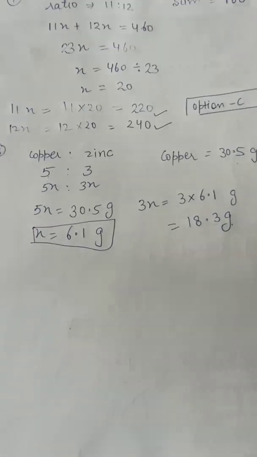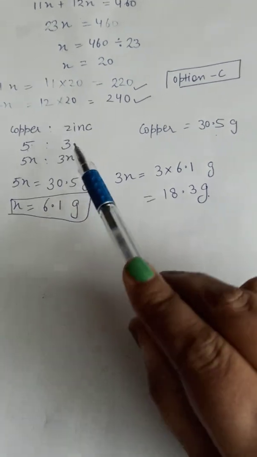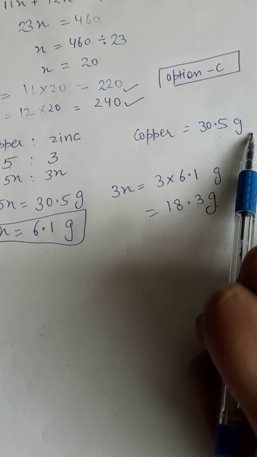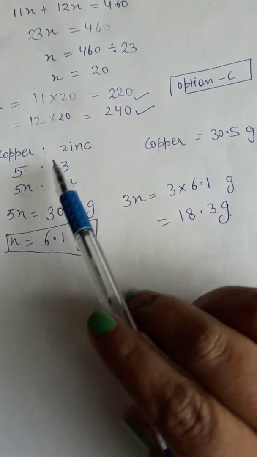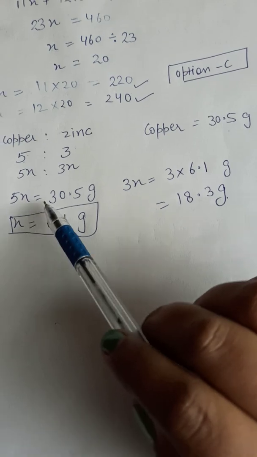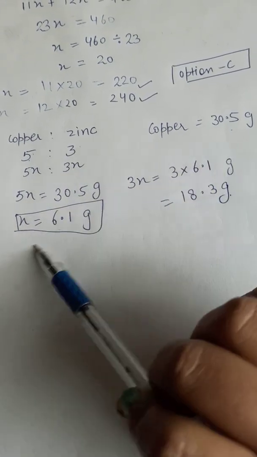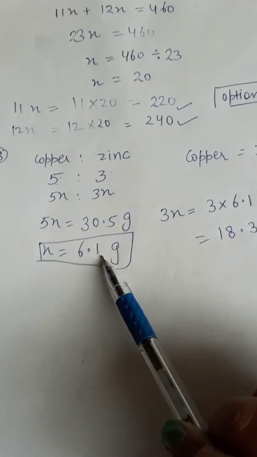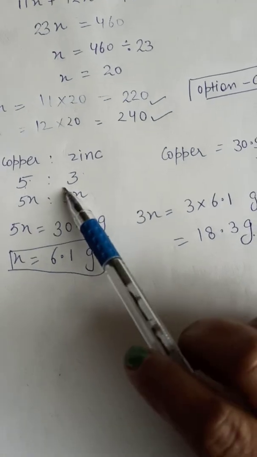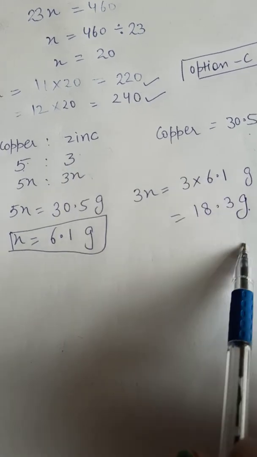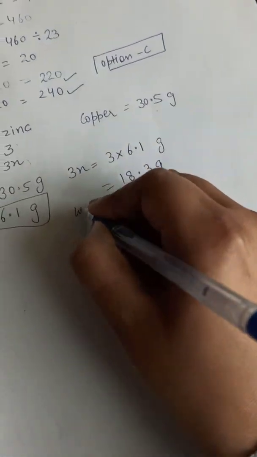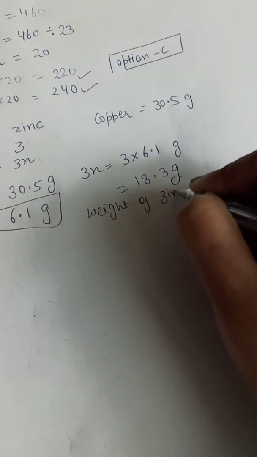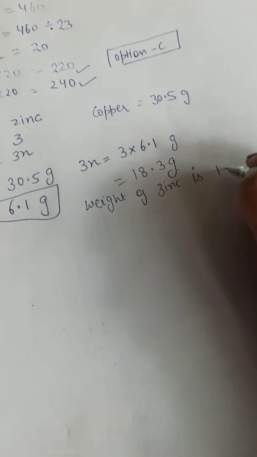Okay, here you can see the ratio is given and the weight of one, that is copper, is given here: 13.5. The ratio is 5x to 3x, so 5x equals 13.5 gram, x equals 2.7. We can put the value of x in this, and the weight of zinc is 18.3 gram.